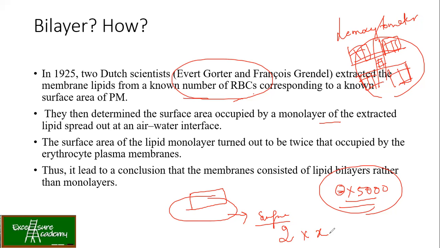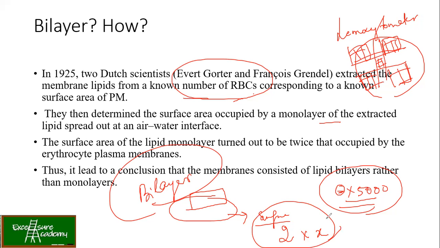Later, with the help of the electron microscope, it was found that the lipid layer is a bilayer. There are two layers. That's why every time they were getting twice the surface area. And then it was concluded that the plasma membrane is not a monolayer but a bilayer.